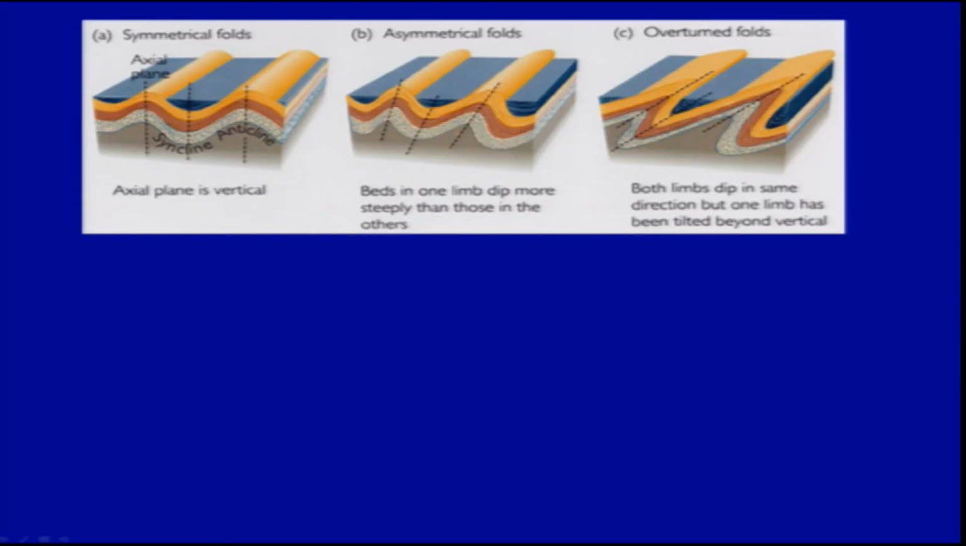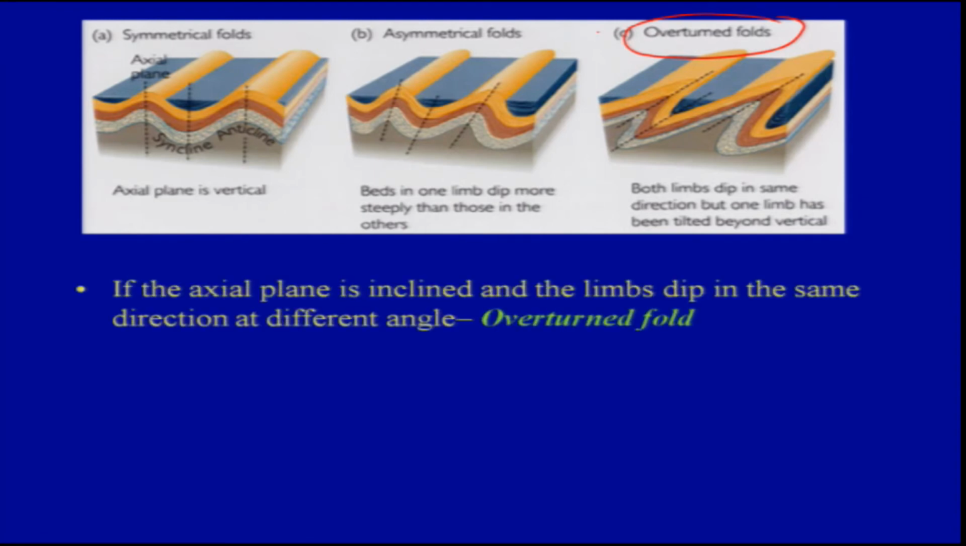Then we say it is an asymmetrical fold because the angle of the limbs is not the same, whereas in the symmetrical fold the angle is almost the same and they are dipping away from each other. And in an overturned fold, as more deformation goes on, both the limbs dip in the same direction, but one limb has been tilted beyond vertical. Then we term that an overturned fold. So, you can remember this: if the axial plane is inclined and the limbs dip in the same direction at different angles, we term that an overturned fold.